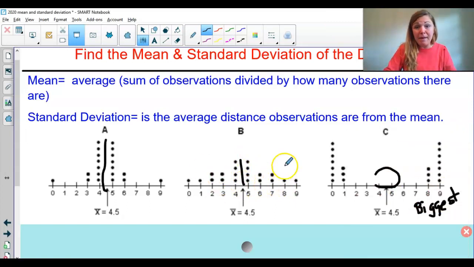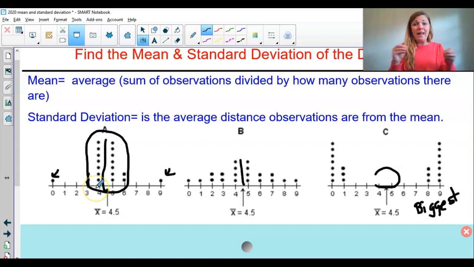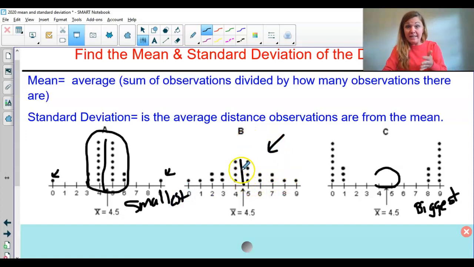Hopefully you're thinking B, because look, they have observations like in the 7s and 8s and 2s and 3s. We got that 9, we got 1, 0. This one, yes, it only has 9 and 0 away from the mean, but the rest are pretty close to that average there. This one is going to have more observations further from the mean than this one. So this would have the smallest standard deviation. This would be the next smallest, and then this would be the biggest.